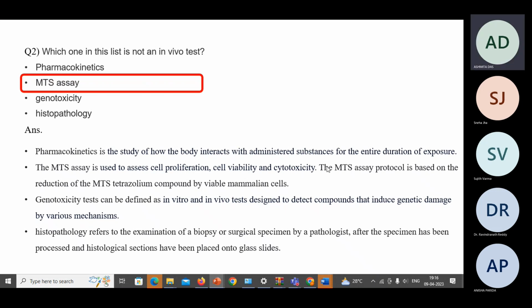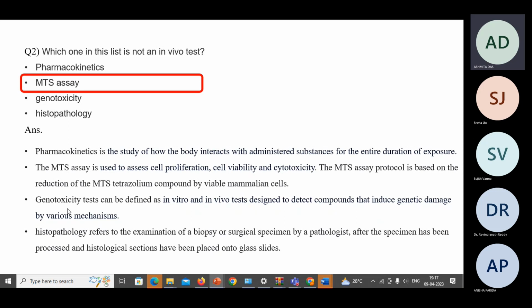The assay depends on the reduction of the tetrazolium compound, MTS tetrazolium, by mammalian cells. So this is mostly performed externally, not inside the human body. Whereas an in vivo test means an experiment performed inside an animal body or human body. In pharmacokinetics, it is performed inside the body, how the body interacts with the drugs. MTS is performed outside the body. It is basically an in vitro test.